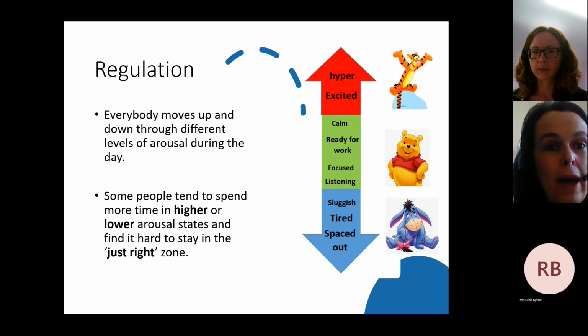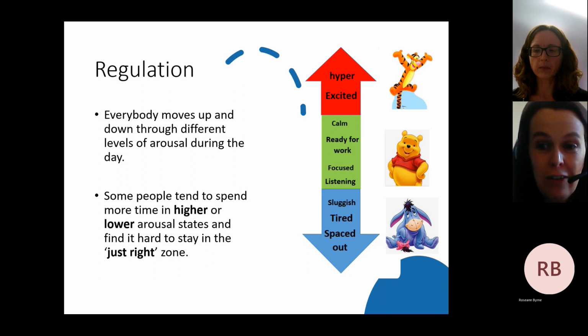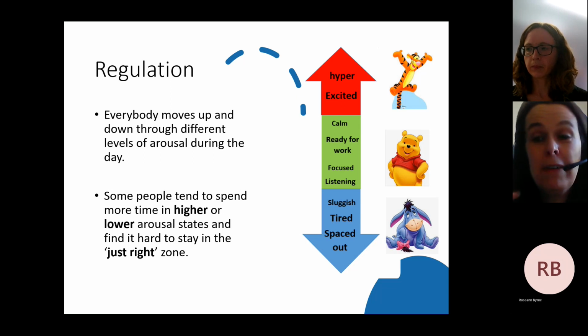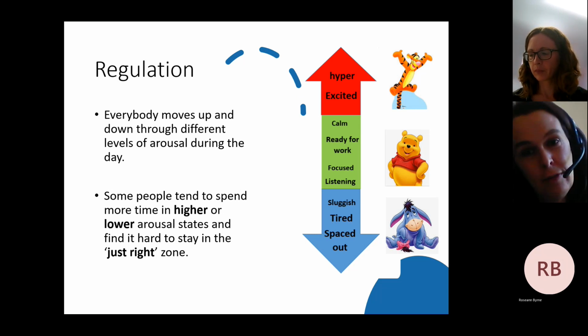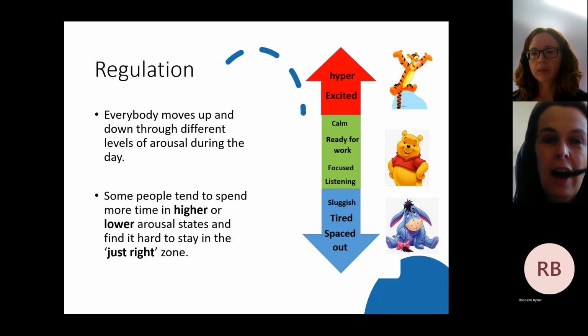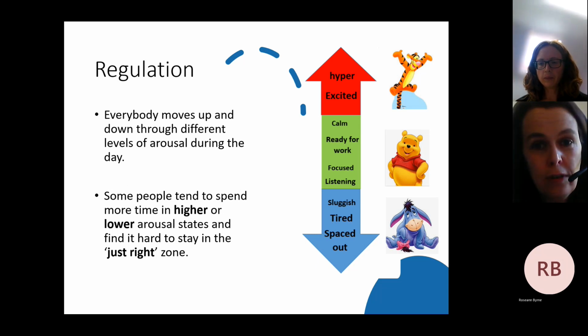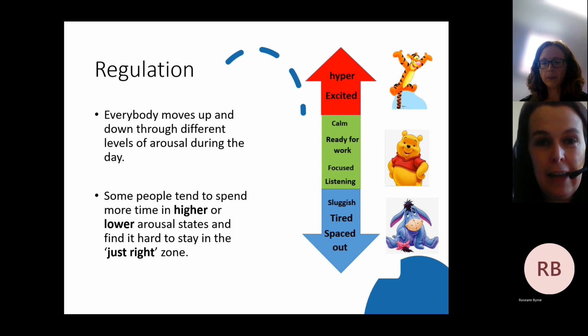So from a regulation point of view, every human moves through the different states of regulation or arousal throughout the day. In general, some people tend to spend more time in higher or lower states of arousal. And you can see here from this picture, when you're in that lovely green middle state, that calm, alert state, that's when your nervous system and you are ready for work, for play. You're feeling relaxed but focused. You're able to listen. Emotionally, you're feeling pretty calm.